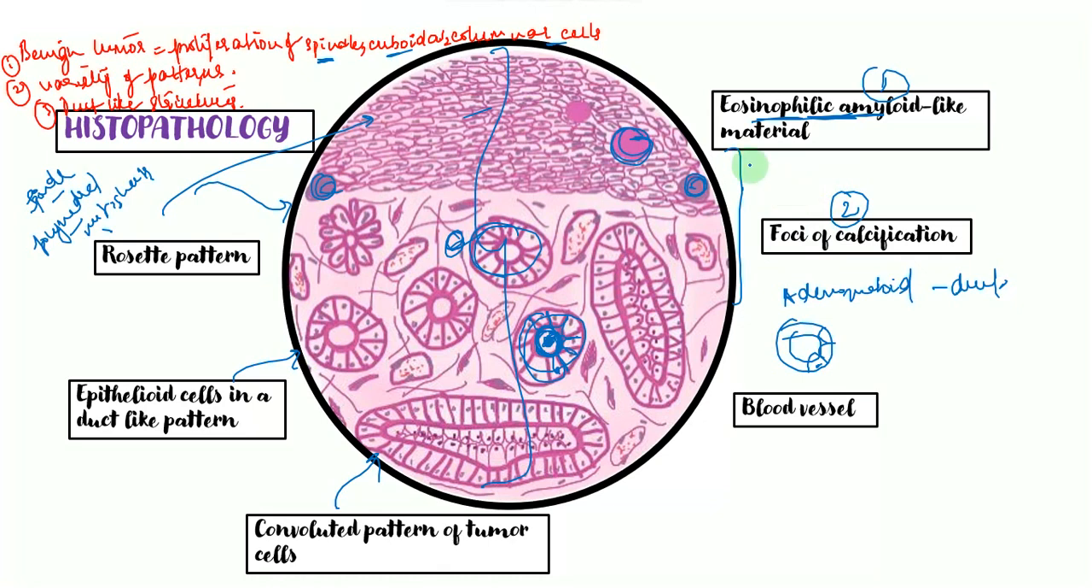Let's go over it again. There is a proliferation of different types of cells such as spindle, cuboidal, and columnar in a variety of patterns like the rosette, ductal, convoluted, and sheets and nests. Apart from that, you have intraepithelial structures such as eosinophilic amyloid-like material and foci of calcifications. Then you also need to talk a little bit about the ductal structure. With this, we have come to the end of the video.